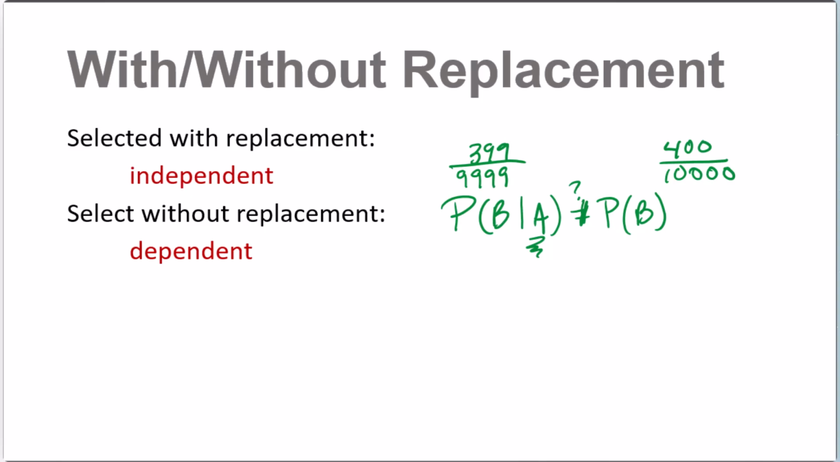And this is pretty typical for selections. If you're making multiple selections, whether it's 2 or 3 or 4 or whatever, selecting with replacement will always be independent. Selecting without replacement will be dependent. And when you do sampling, you usually are selecting without replacement because we're typically just selecting a group of people and not selecting one, returning it, mixing everyone back together, and then reselecting.